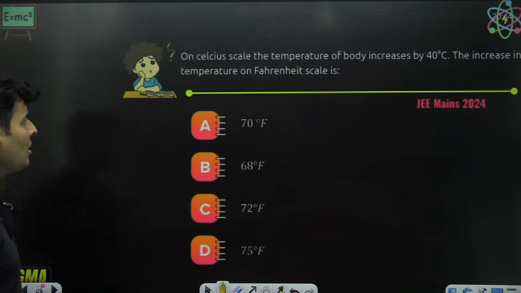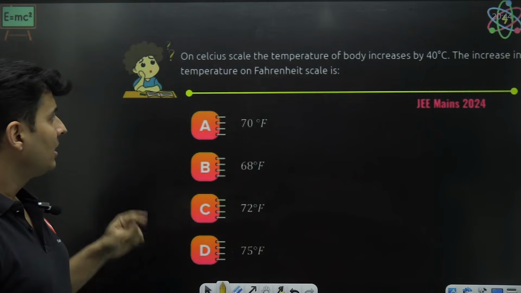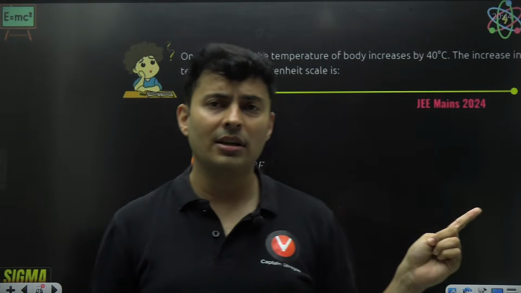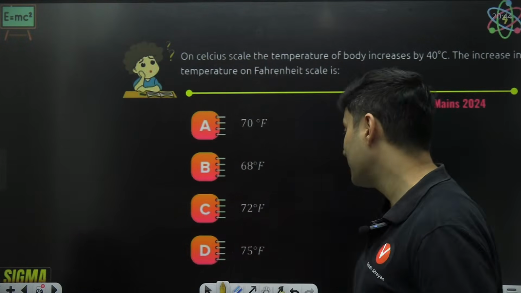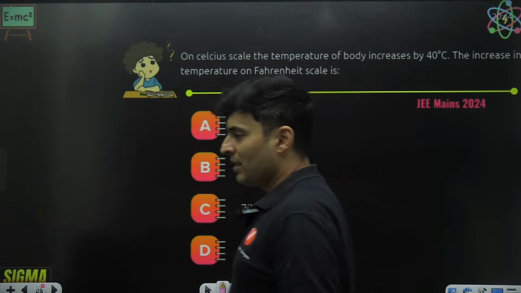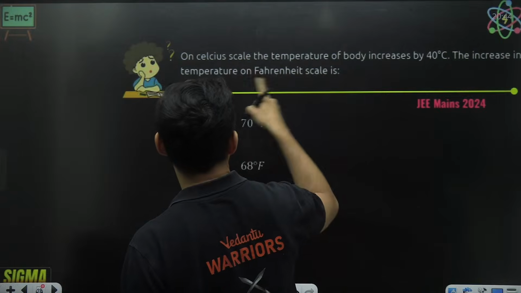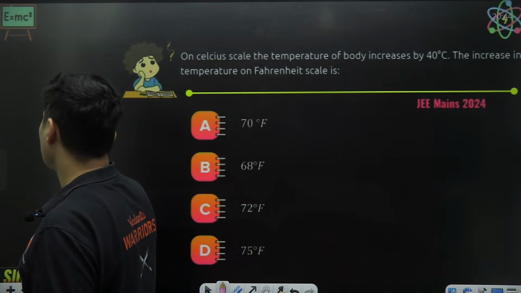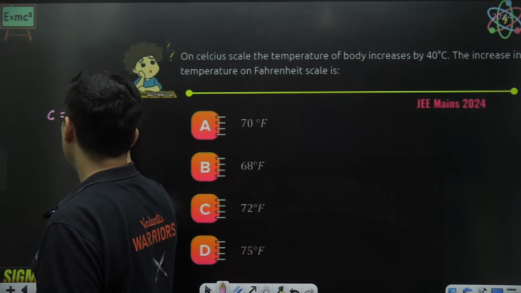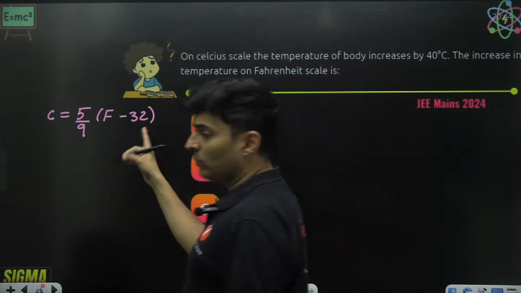On the Celsius scale, the temperature of the body changes by 40 Celsius. The change in the temperature in the Fahrenheit scale. Now, this was a tricky question because a lot of people made this mistake. Tell me if you are also thinking about the same thing. Celsius is there, Fahrenheit is asked, so you just use the formula 5 by 9 into F minus 32. So what did kids do?